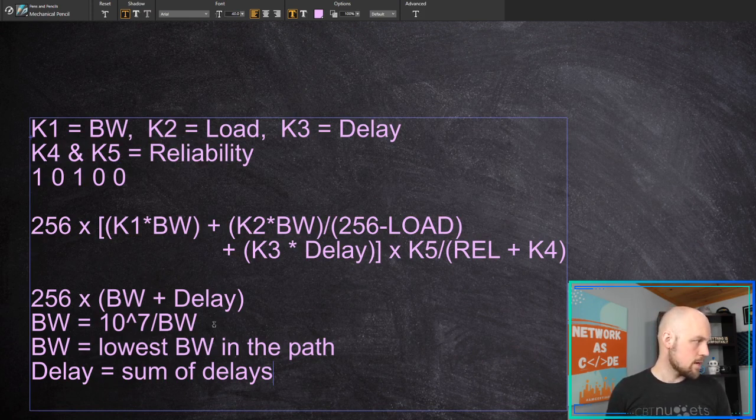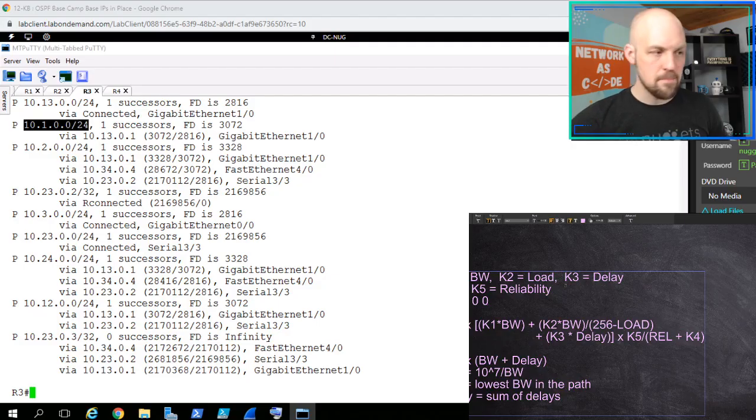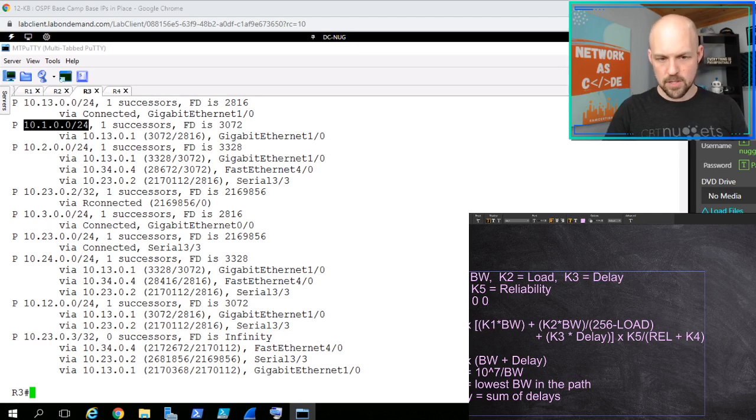So I think that's about it for the metrics. Okay. If there's any questions about any of that, let me know. We're going to do one more thing, and we're about right on schedule here. We're going to switch back to the lab, and we're going to take a look at summarization.